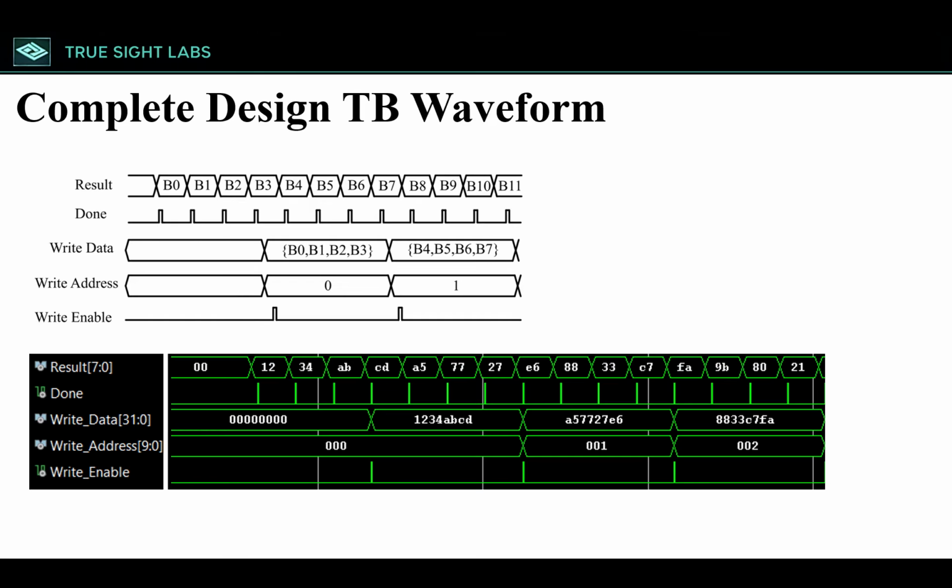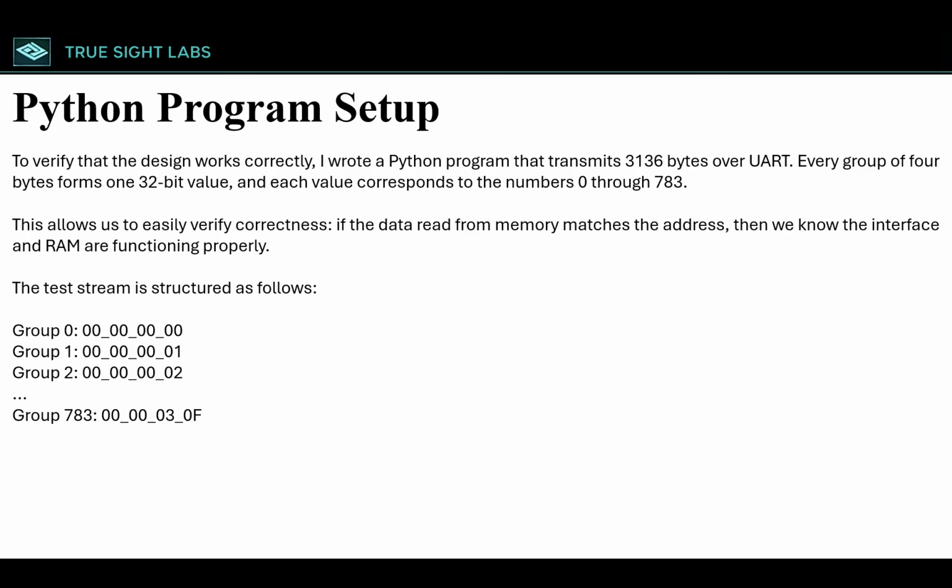This is the test bench waveform for the complete design. As you can see, the behavior is exactly what we expect. The byte stream from the UART receiver is correctly converted into a sequence of write commands that stores the pixels into memory. To verify that the design works correctly, I wrote a Python program that transmits 3,136 bytes over UART.